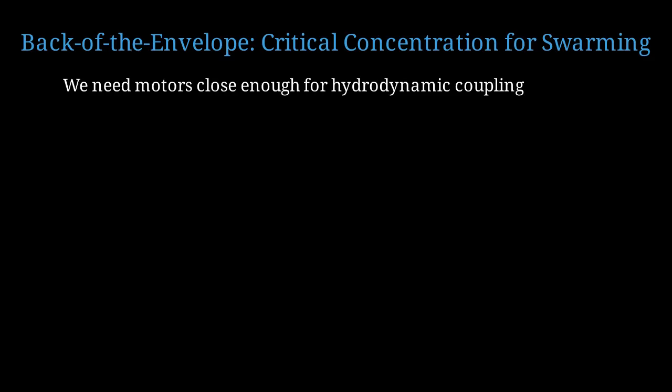Let's do a quantitative estimate. At what concentration do we expect collective behavior to emerge? For hydrodynamic interactions to become significant, motors need to be close enough that their flow fields overlap substantially. Let's estimate this critical density. The interaction length scale is roughly v over gamma dot, where v is swimming speed, and gamma dot is the shear rate induced by a motor. The shear rate scales as v over L, about 25 per second for our typical motor.